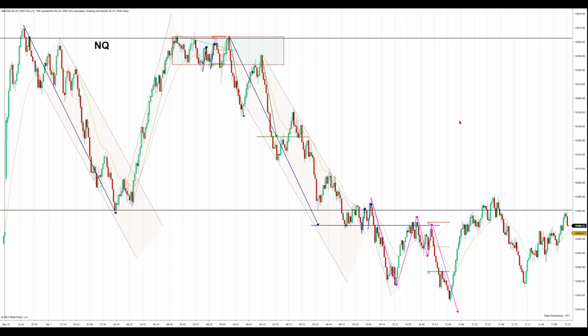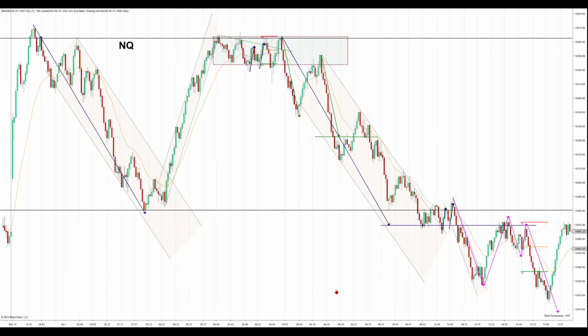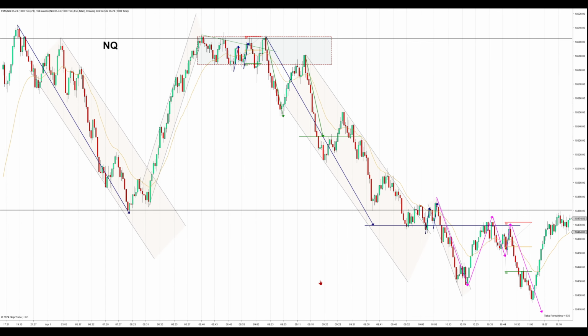Hi everyone, this is the NQ, the E-mini Nasdaq. I'm trading this in addition to the ES just because I might as well. The ES has been a little bit slower lately, and it's not hard to flick between two charts.